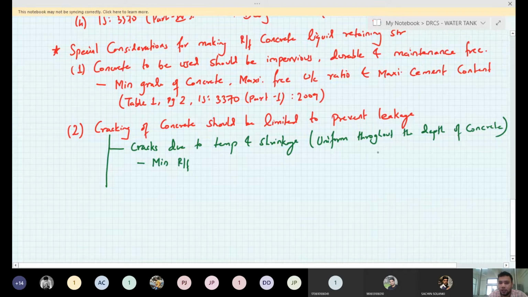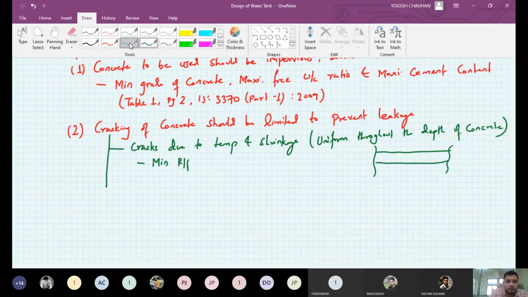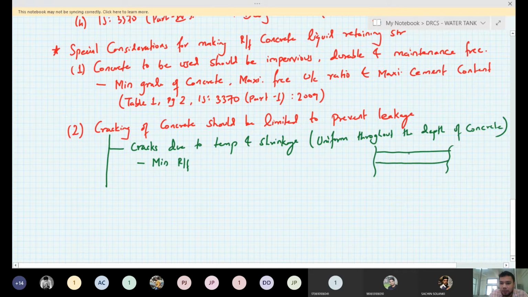Means if we have a concrete section here, the cracks are penetrating throughout the depth of the structure, because the shrinkage of the concrete will be uniform throughout the depth of the section.